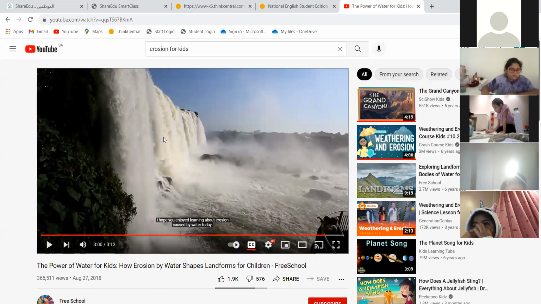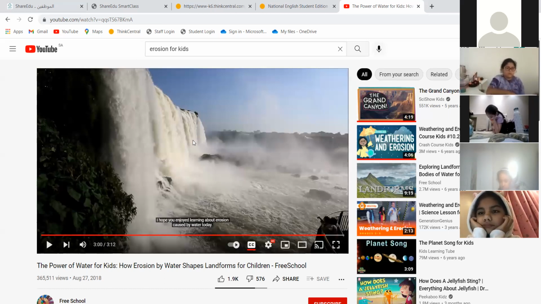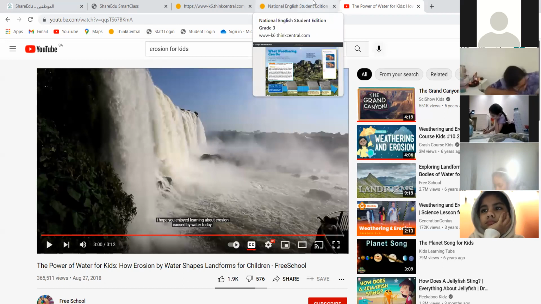Hi, Jayda. Look at the picture. What do you call this? Waterfall. Yes, waterfalls. So rivers, beach waves, ocean waves, waterfalls, all of them can erode the landform. They will take away pieces of rock, sand, soil. They will move it as they flow. Because it is moving water, definitely as it moves it will take away some pieces of rocks and soil.